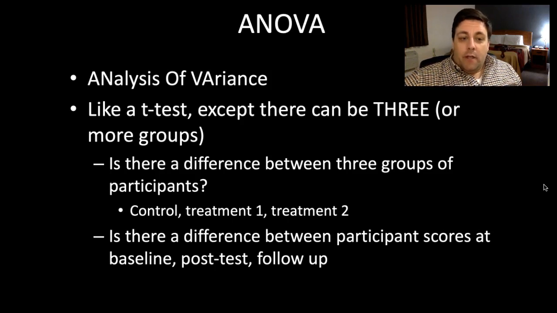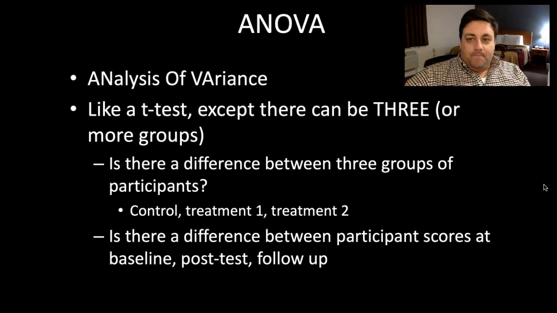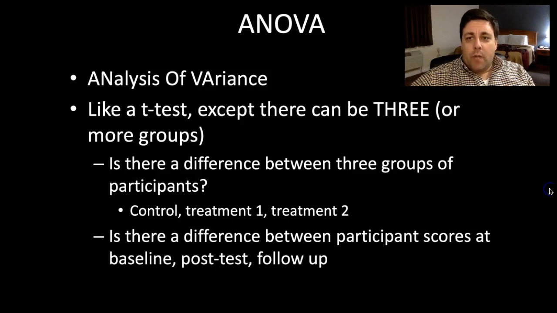Maybe we took that same question from the previous slide where we were talking about t-tests, and we simply added a follow-up score or a follow-up assessment. We could ask ourselves if there were significant differences at any of these 3 points. So typically, if you have 2 groups, you're using a t-test. If you have 3 groups, you're using an ANOVA.